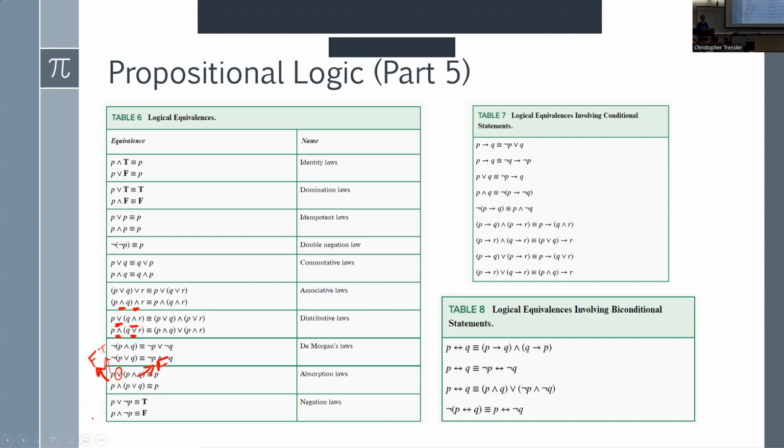They're logically equivalent. So once again, I'm not going to go through every single one on table 7 and table 8. I would know these. They make sense when you look through them all. But the biggest one I want to go through is this right here.